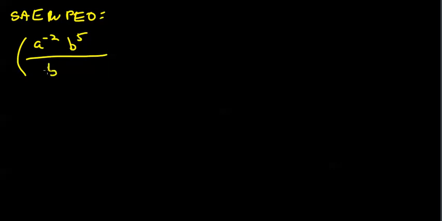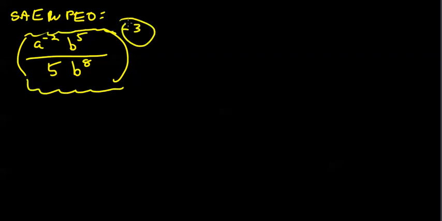Simplify and express with positive exponents only. Look at this one. You've got a quotient. A to the minus 2 power times b to the 5th in the numerator, divided by 5b to the 8th in the denominator, in turn raised to the minus 3 power. There's a number of ways to handle this, and I'm trying to look at the best way. What I'm going to do is simplify within the parentheses first, before I deal with this outer exponent.